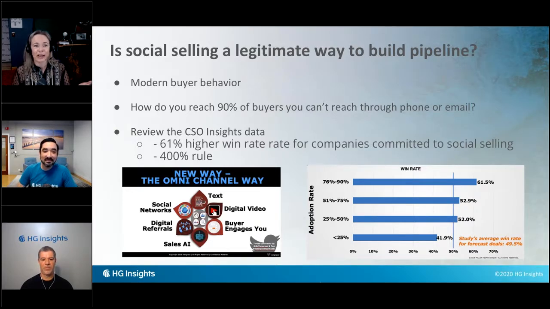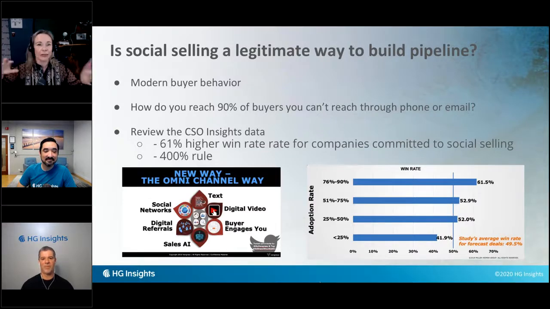Yeah, and it says there, 90% of sellers can't reach the buyers through phone or email anymore. Think about the last time an unknown number came through on your phone, or how many emails you swipe left on. We don't answer our phones if we don't recognize the people. We don't read the email if it's not immediately of interest to us. And so that's where this omni-channel approach comes in, be it texting, digital video, AI that gives us information that we need, social networks, or getting digital referrals, all of those different channels.